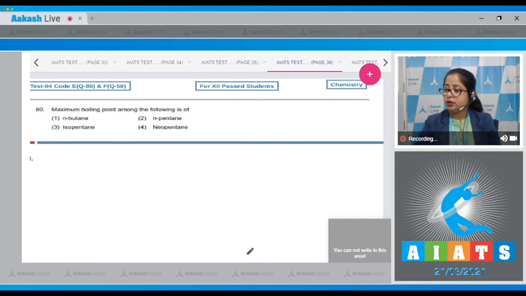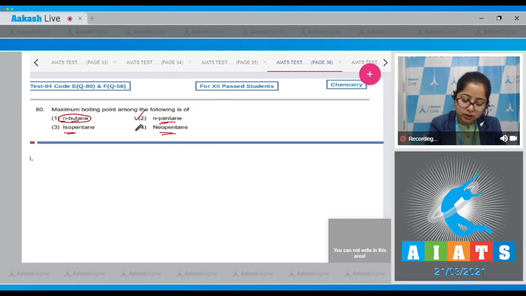Moving to the next question, which is question number 80. Maximum boiling point among the following is of. Students, we know that the boiling point increases with increase in molecular mass, and for the same molecular masses, the boiling point increases with increase in surface area. Here we have n-butane, n-pentane, isopentane and neopentane. So obviously n-butane has lower molecular mass, but when we talk about n-pentane, isopentane and neopentane, n-pentane will have the largest surface area, as a result will have the highest boiling point.